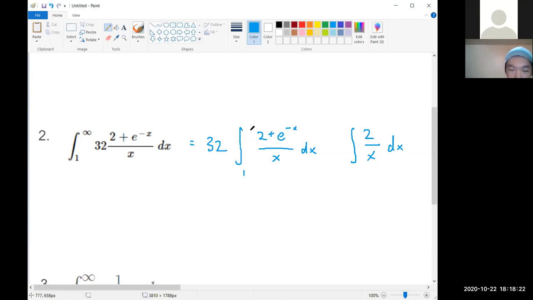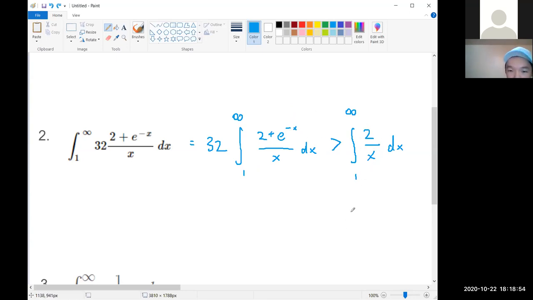Greater than? Greater than, is that right? Why greater than? Because the denominators are the same, but the numerator for 2 plus e to the power of negative x is slightly greater. Yeah. So this term basically adds value to the numerator. So when you take that away, it makes the numerator smaller. So our inequality is greater than.